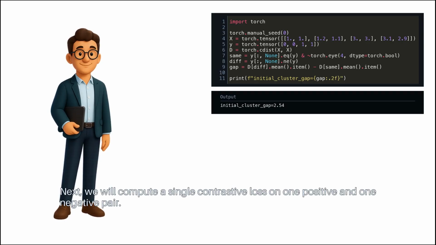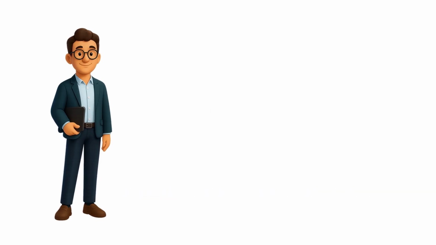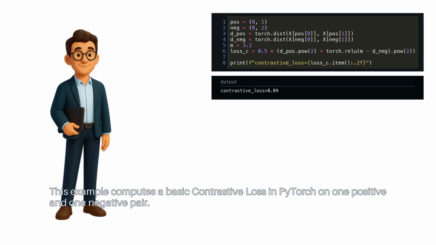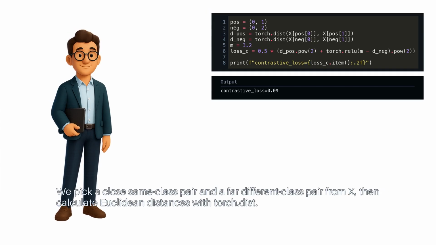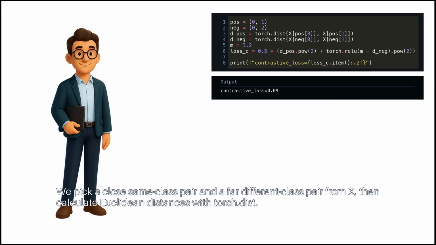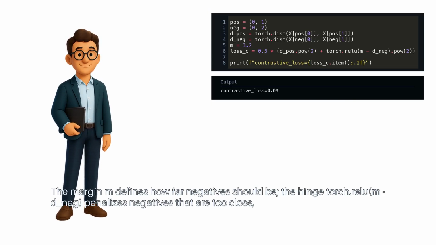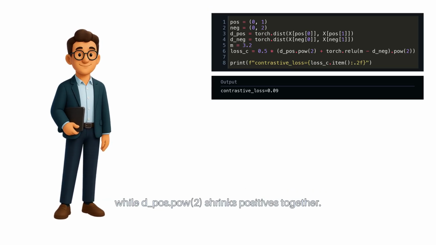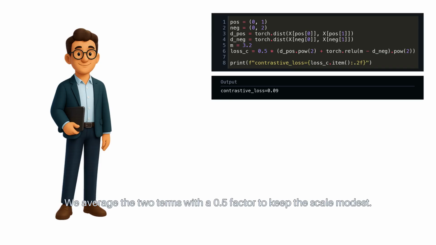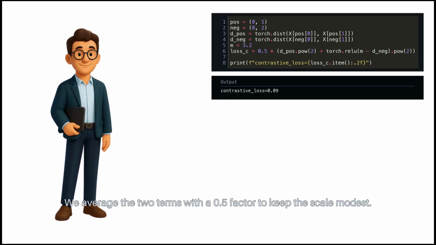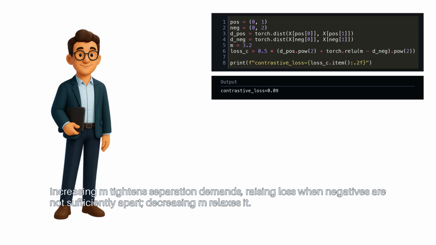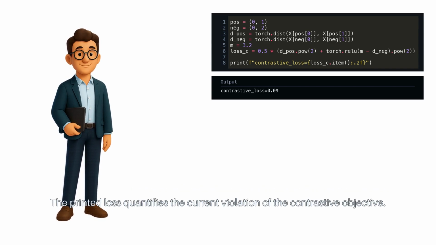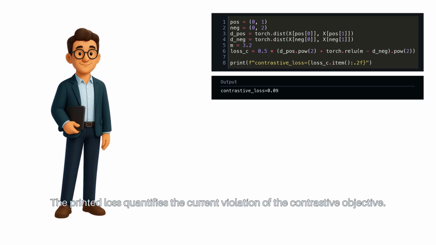Next, we will compute a single contrastive loss on one positive and one negative pair. This example computes a basic contrastive loss in PyTorch on one positive and one negative pair. We pick a close same class pair and a far different class pair from X, then calculate Euclidean distances with torch.cdist. The margin M defines how far negatives should be. The hinge torch.relu(M - d_neg) penalizes negatives that are too close, while d_pos.pow(2) shrinks positives together. We average the two terms with a 0.5 factor to keep the scale modest. Increasing M tightens separation demands, raising loss when negatives are not sufficiently apart. Decreasing M relaxes it. The printed loss quantifies the current violation of the contrastive objective.